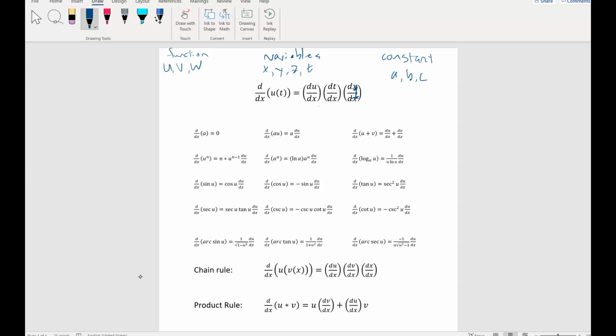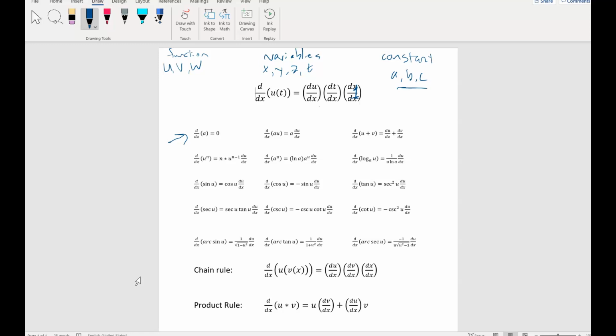The first one here is pretty straightforward. This says if you're taking the derivative of a constant, because remember, a represents a constant, this is saying how does a change compared to how x changes? Well, if a is a constant, it's not changing at all. So the derivative is just 0. Okay, so if you're taking the derivative of any constant, the derivative is 0.